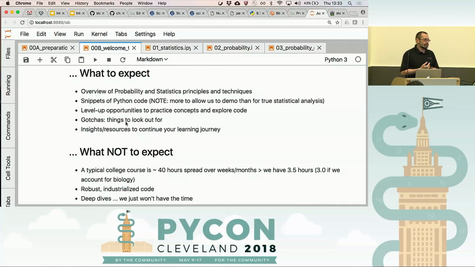We'll do an overview of some probability and statistics. So it's a tough word, right? It's hard. English is tough. We're going to do an overview of probability and statistics principles and techniques.